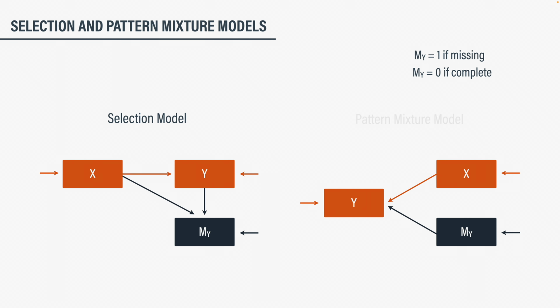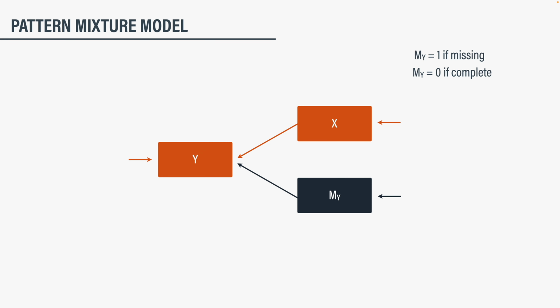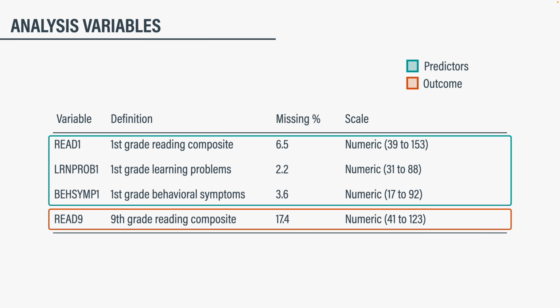The pattern mixture model on the right instead reverses the role of the missing data indicator, which now functions as a predictor variable in the focal model. The model can also include interaction effects where the association between X and Y differs by missing data pattern. In this video, I focus on a pattern mixture model where the missing data indicator is a predictor in the focal model. To make the illustration more concrete, I'll use data from an educational study.